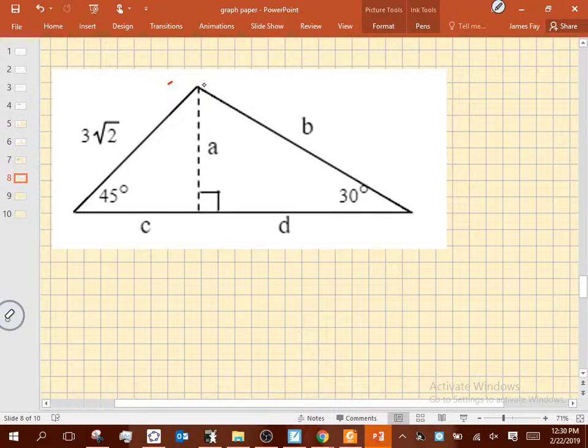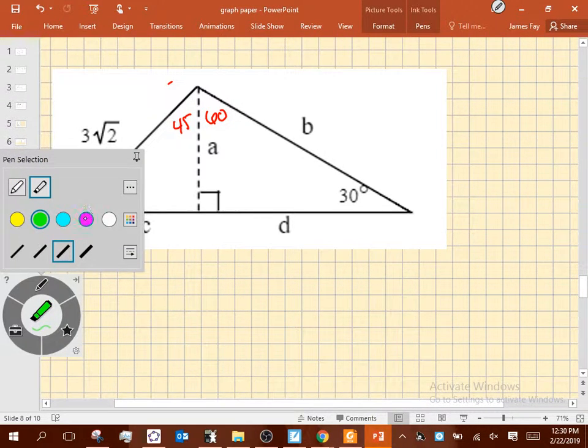But we do have two triangles there, right? We've got a 30, 60, 90 on the right. We've got a 45, 45, 90 on the left. Okay. Now, if I were to just look at the triangle on the right, let me just color it so it's a little bit easier to talk about.